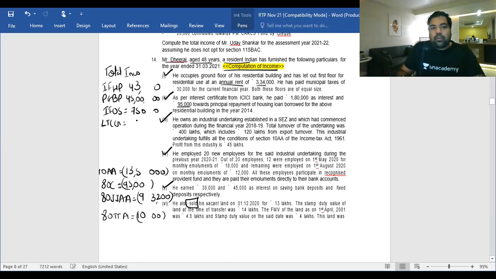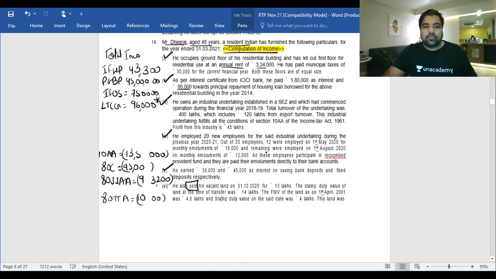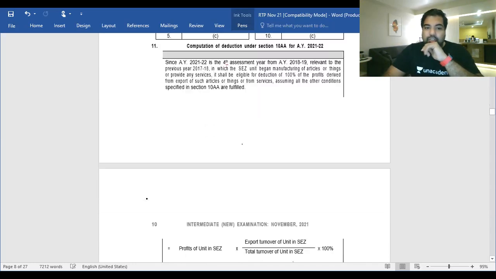Long-term capital gain. IFOS is 75,000. This is 45 lakh. This is 43,300. And long-term capital gain was 96,000. I'm putting a star mark here because this is taxable at a flat rate of 20%. This is 10 lakh 50. This is 95,000. This is, I forgot the number here. We'll have to see from the solution. What is 80JJAA? 1 second.